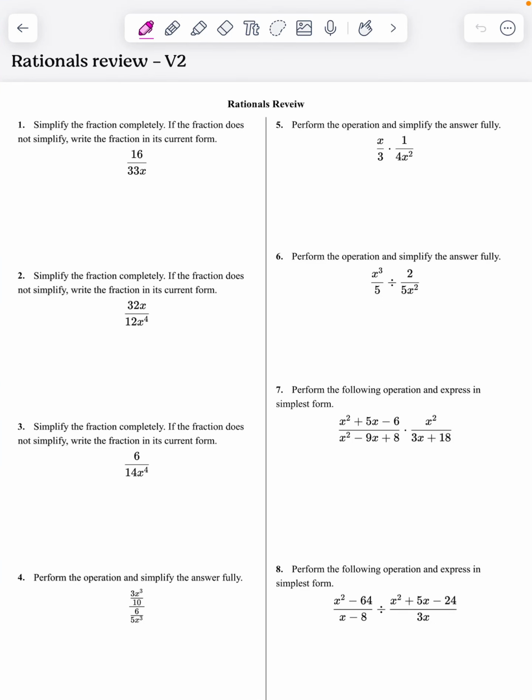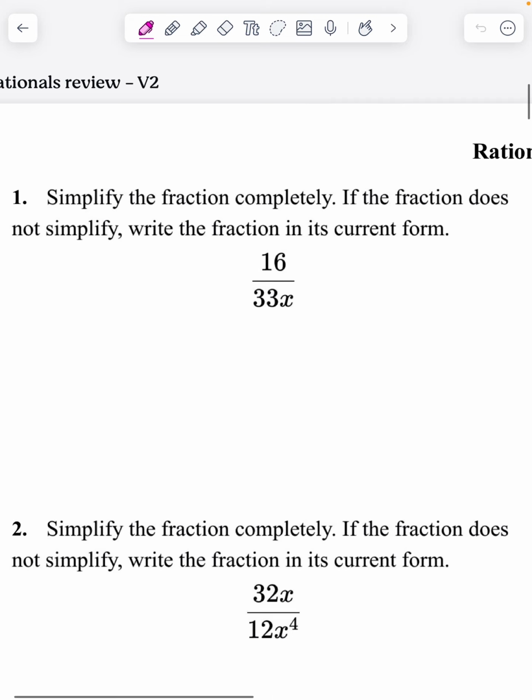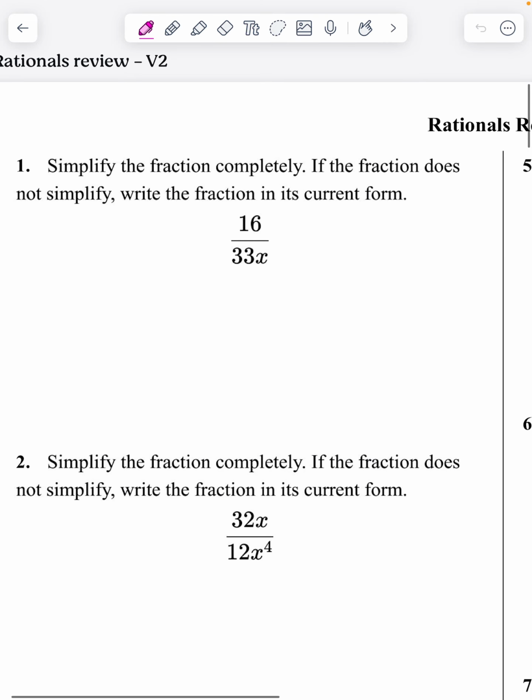All right, so we're going to look at the rationals review here. There's 25 problems on here, so here we roll. I'm going to go fast. You can always slow it down or do whatever you need. So I'm going to look at number one here. It says simplify the fraction completely. If the fraction does not simplify, write the fraction in its current form.